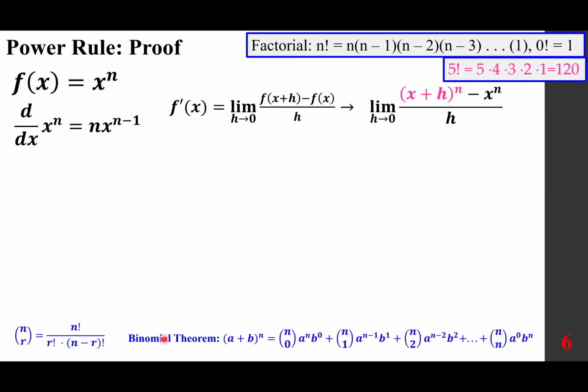I remind you of the binomial theorem. (a + b) to the power of n is the combination of n choose 0, a to the power of n, b to the power of 0, plus the combination of n choose 1, a to the power of n minus 1, b to the power of 1, all the way to the combination of n choose n, a to the power of 0, b to the power of n. Notice, the exponents must add up to n.